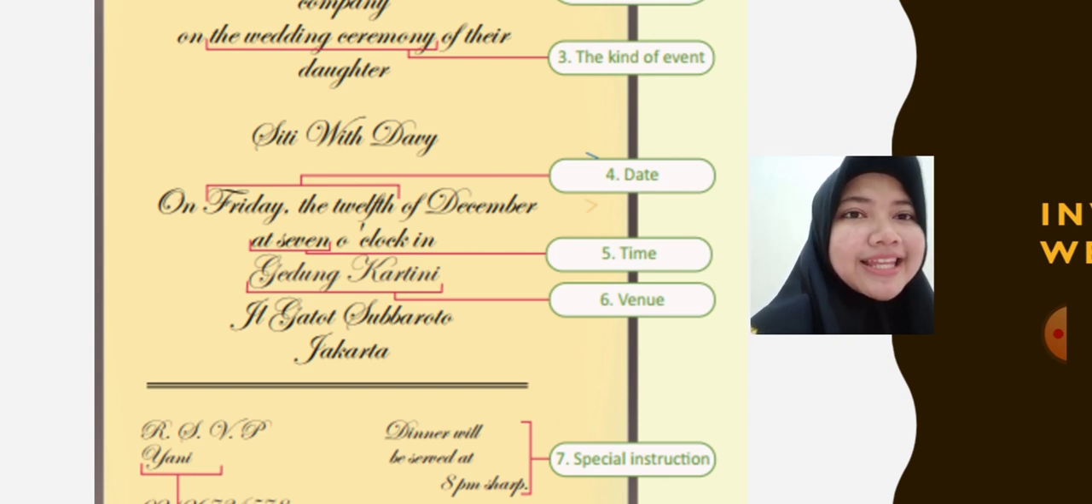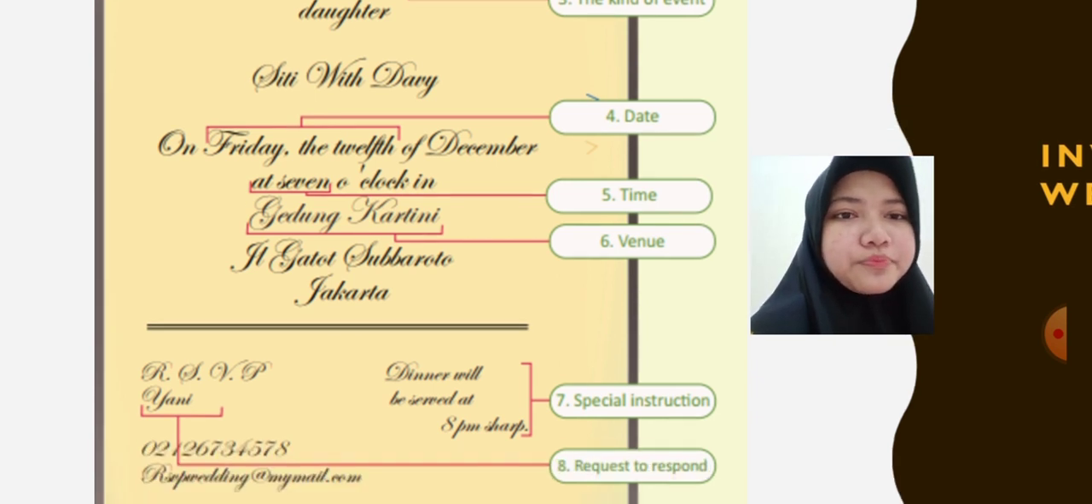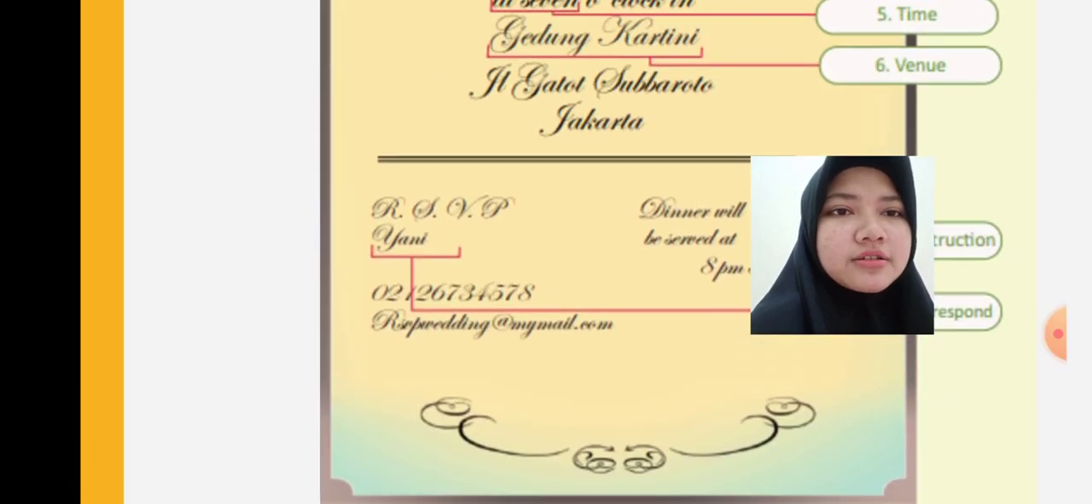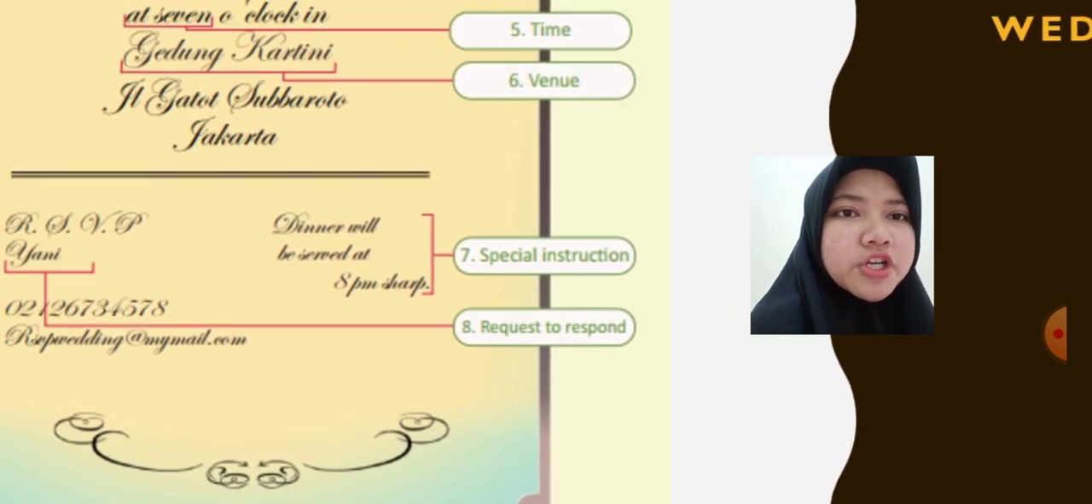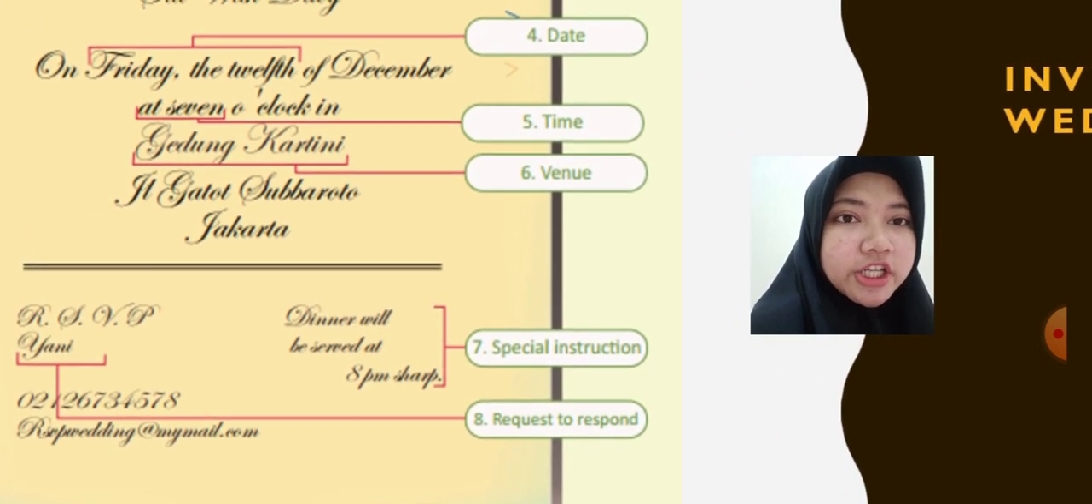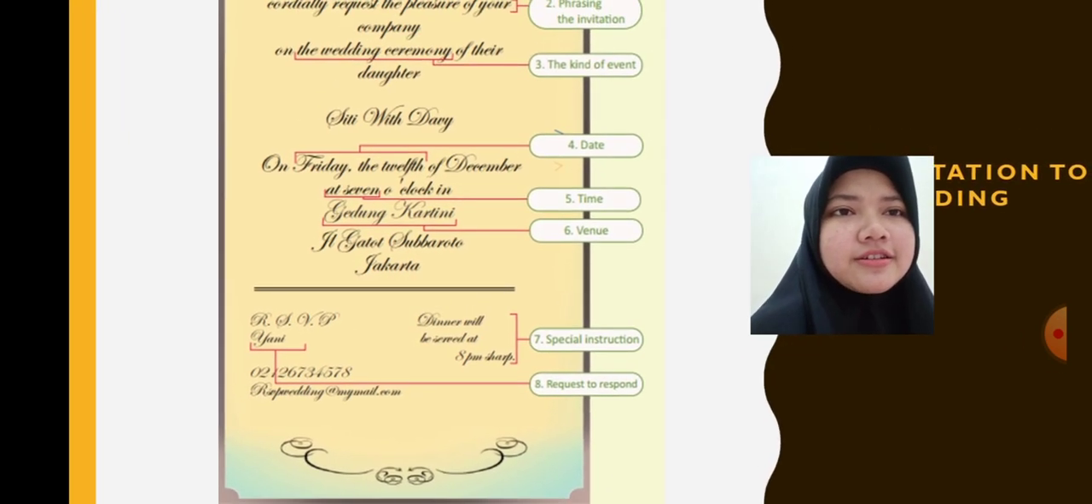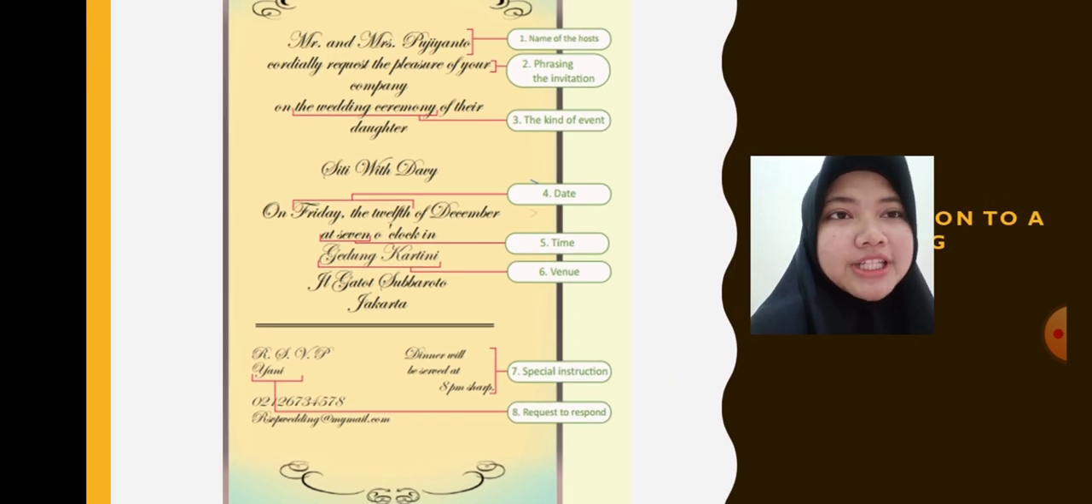You remember that the date and time in a formal invitation are written in words, not in numbers. Date, time, and Jalan Gatot Subroto, Jakarta. This is the venue. RSVP, with the number and email. This is the request to respond. And then there is some special instruction: dinner will be served at 8 p.m. sharp. You might understand this format easily, right?